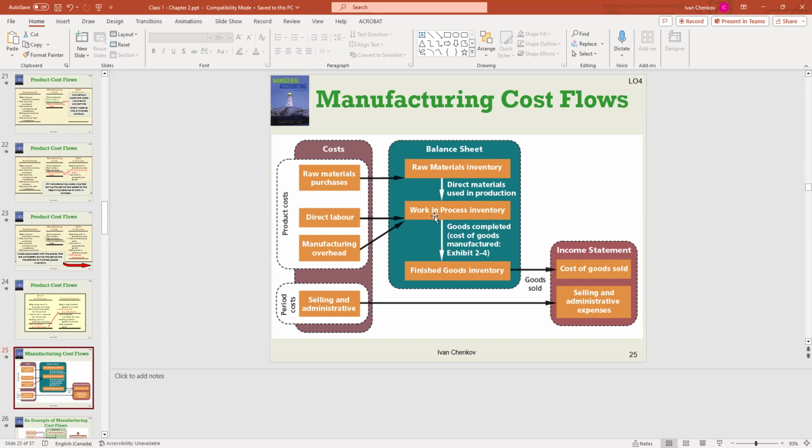In the work in process account, direct material is going to meet with the conversion cost, direct labor and manufacturing overhead, until it becomes a finished good. Once it becomes a finished good, from work in process it's going to move to finished goods. Since we haven't opened our company just to keep our products, we're going to sell that product. Once we sell it, it becomes cost of goods sold. For the rest of the costs, selling and administrative expenses, we directly expense them in the income statement.